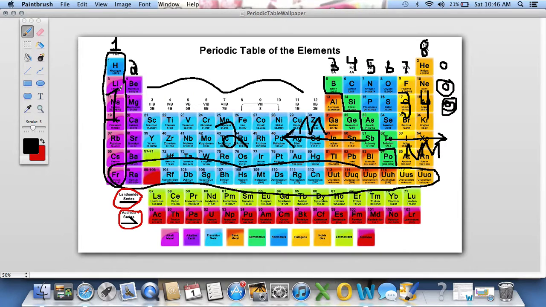This first group here, alkali metals. The second group, transition metals. The third group, halogens. And the fourth group, noble gases.